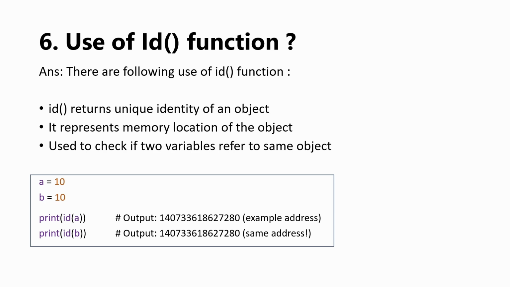Our next question is the use of the id function, and the answer for this question is the id function in Python returns the unique identity of an object, which is usually its memory location. It helps to check whether two variables are pointing to the same object or not.